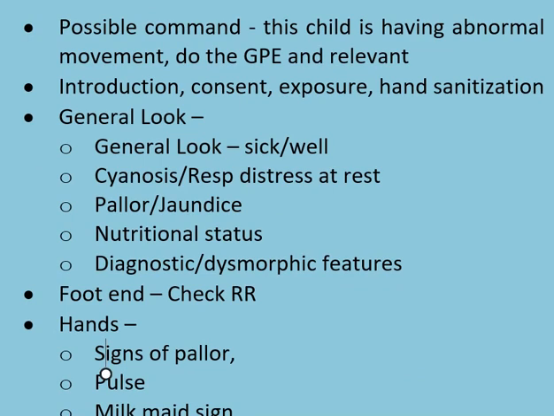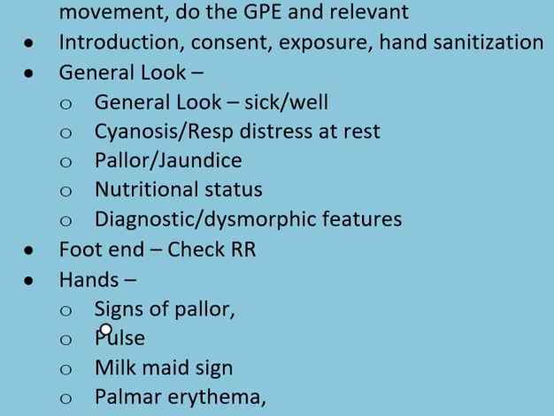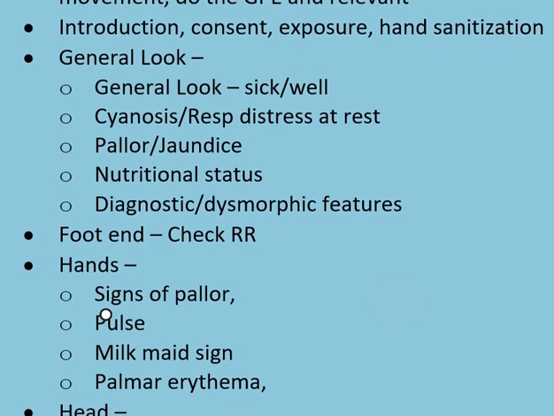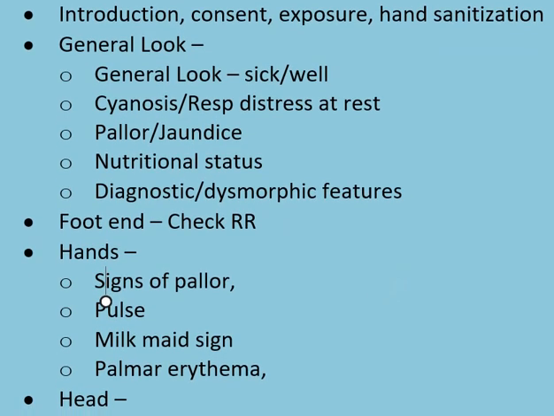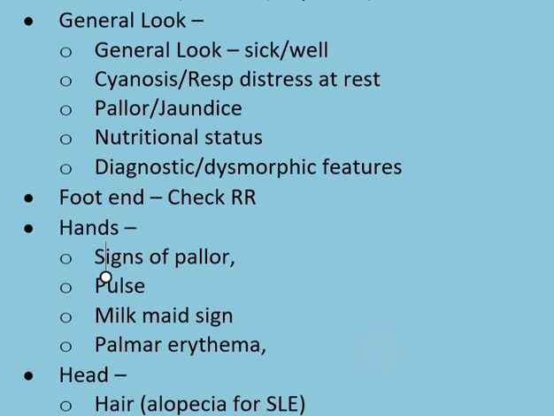Is there any pallor or jaundice? What is the nutritional status of the child? Diagnostic and dysmorphic features. Then at the foot end, check the respiratory rate. Then hands: sign of pallor, pulse, milkmaid sign, and pulmonary erythema.